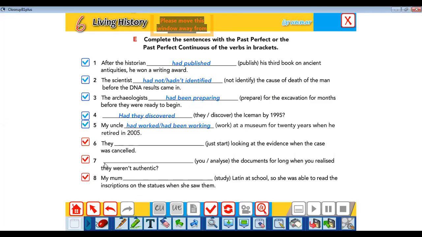Number 6. They had just started. Very good. Number 7. Who can answer number 7?